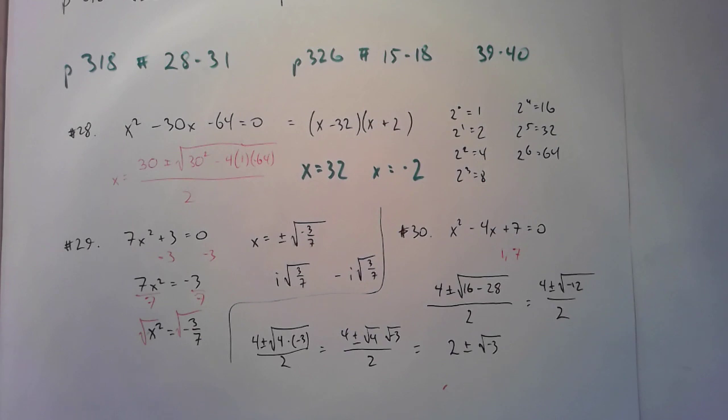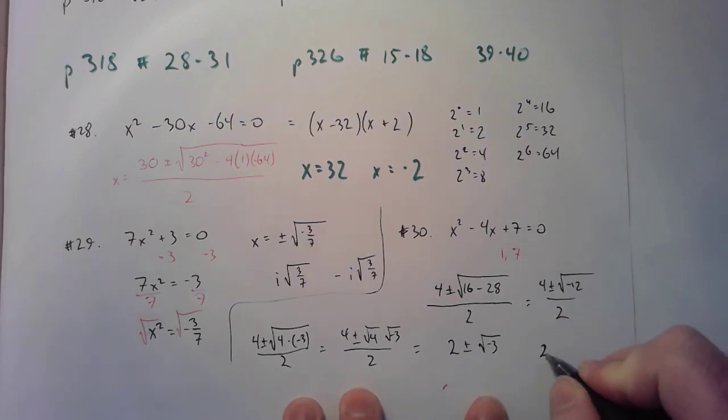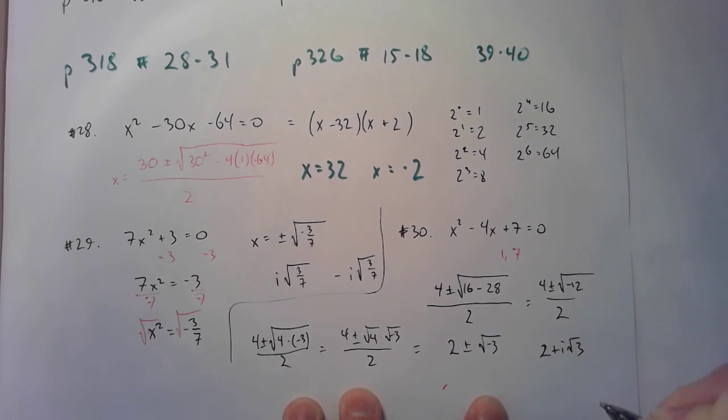which again is the two numbers, and you can decide whether you think this looks better. 2 plus i root 3 and 2 minus i root 3.